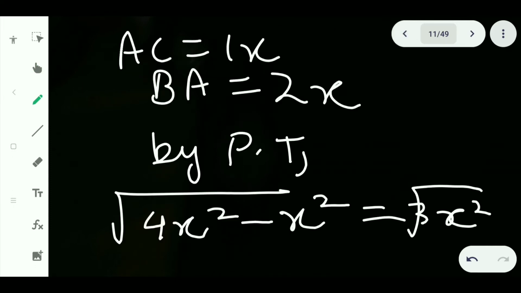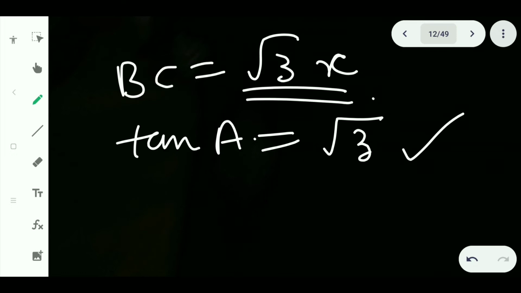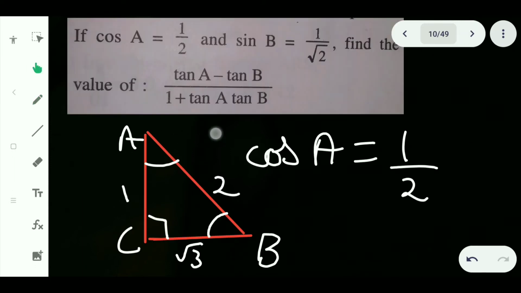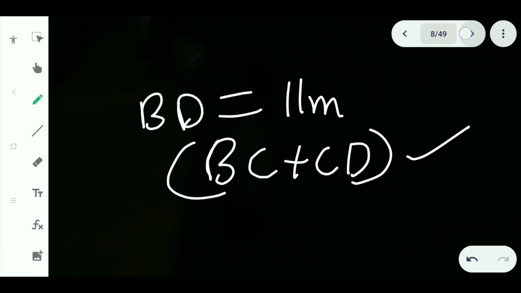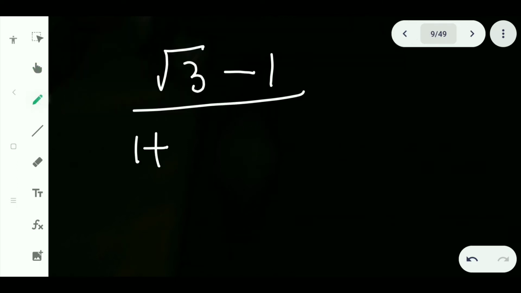Now we'll go through the question. What is asked? Tan A minus tan B. Tan A is nothing but root 3 minus tan B is nothing but 1. So root 3 minus 1 divided by 1 plus tan A into tan B. What is tan A? Root 3, into tan B is nothing but 1. Nothing but root 3. 1 plus root 3.